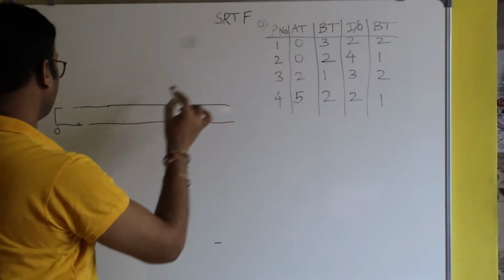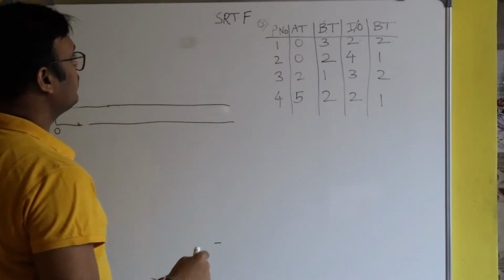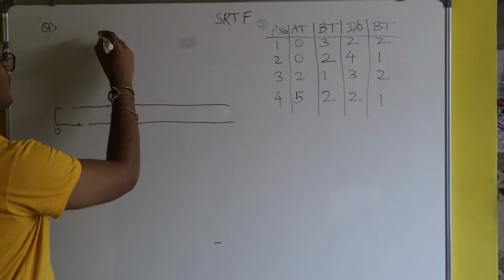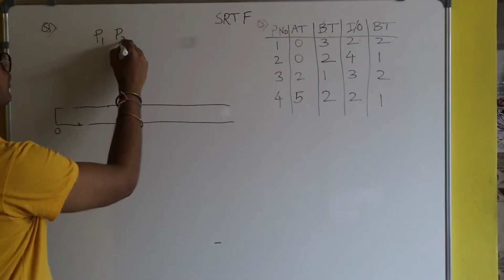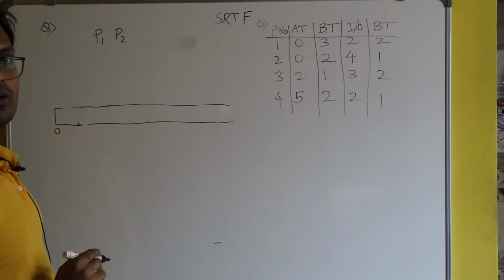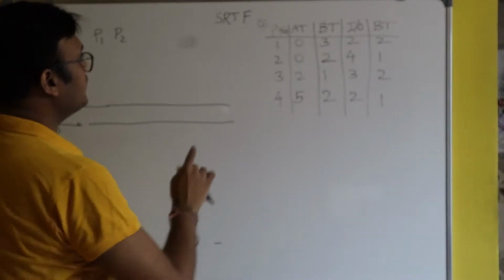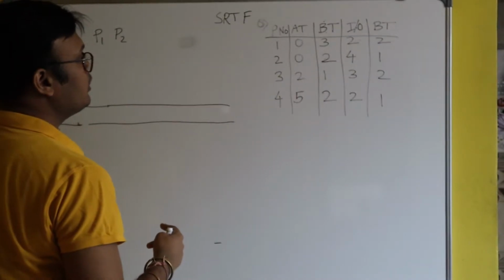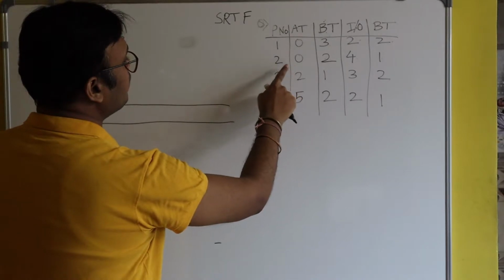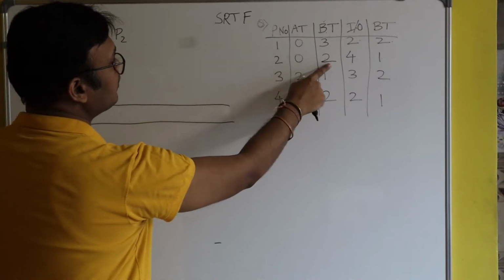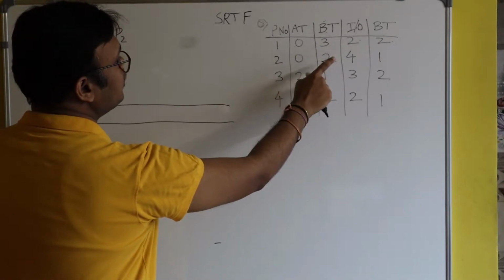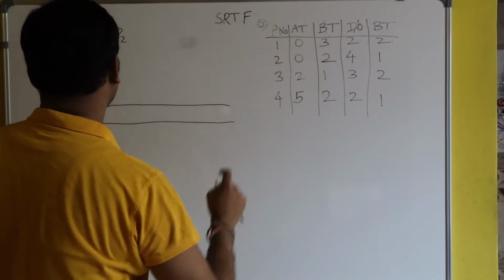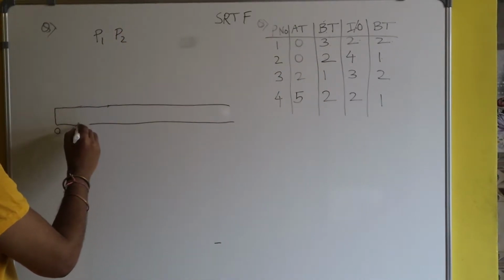at time 0 seconds, two processes have arrived. So we have available processes P1 and P2 at time 0 seconds. Now you see, since it's the SRTF algorithm, CPU will be given to the process which has lower burst time. So CPU will be given to process P2 because it has lower burst time. The burst time of process P2 is 2 seconds, which is less than process P1's burst time, 3 seconds. So CPU will be given to process P2. So here I will write process P2.